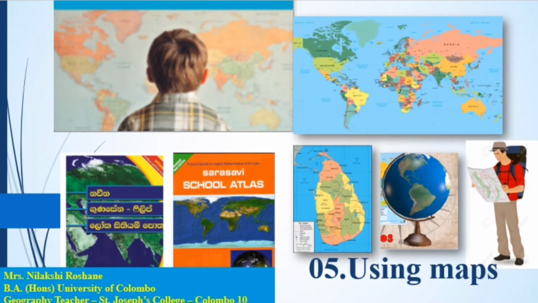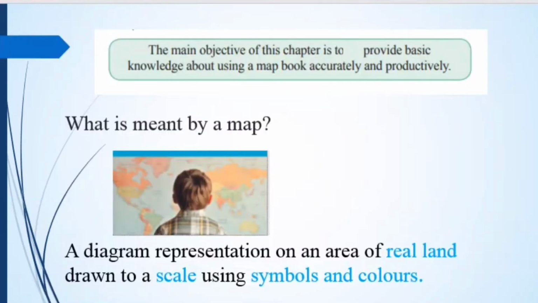Interesting lesson in our geography syllabus. Lesson 5, Using Maps. So this is the last lesson in the geography syllabus, grade 7. The main objective of this chapter is to provide basic knowledge about using a map book accurately and productively.